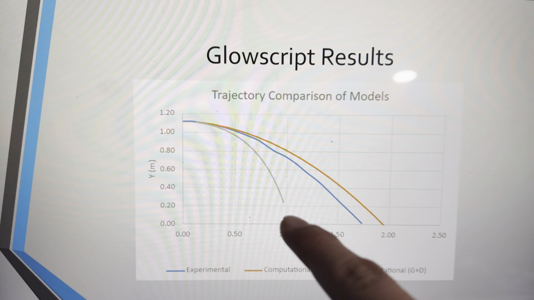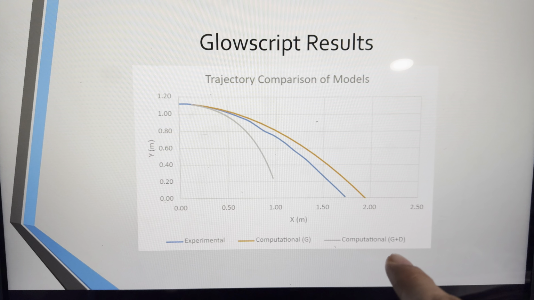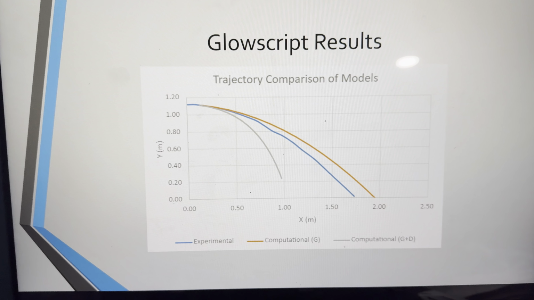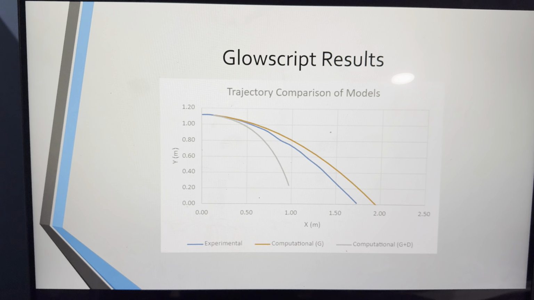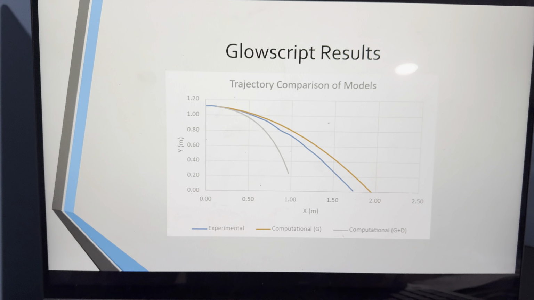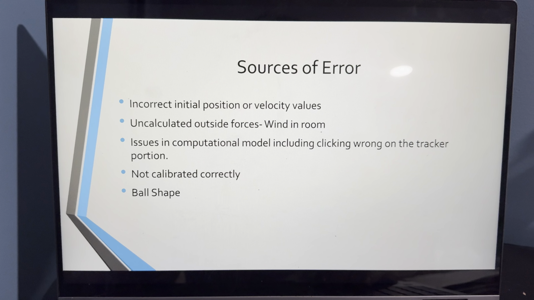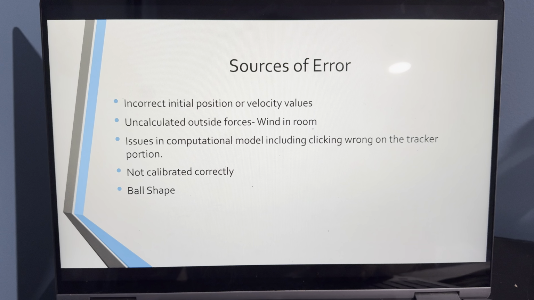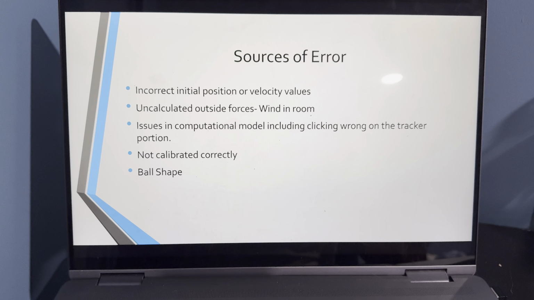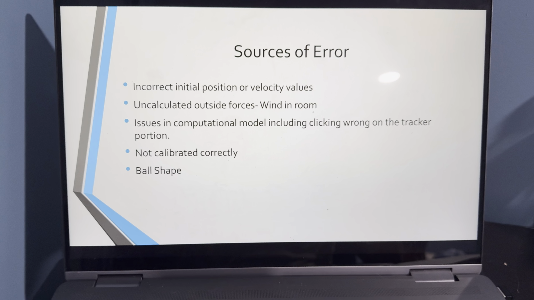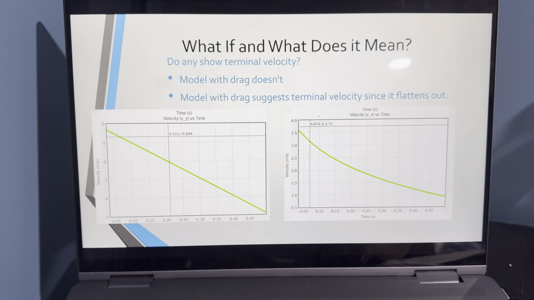And we see here, adding that computational model with the drag and gravity, we saw that our object reached a much smaller x position, showing that the drag decreased our position drastically. So these are the sources of error: incorrect initial position or velocity value, uncalculated outside forces like wind in the room, not being calibrated correctly, the ball shape, and issues in the computational model.